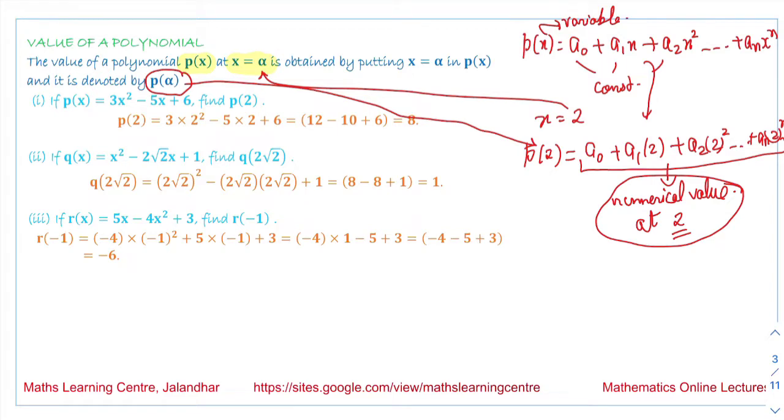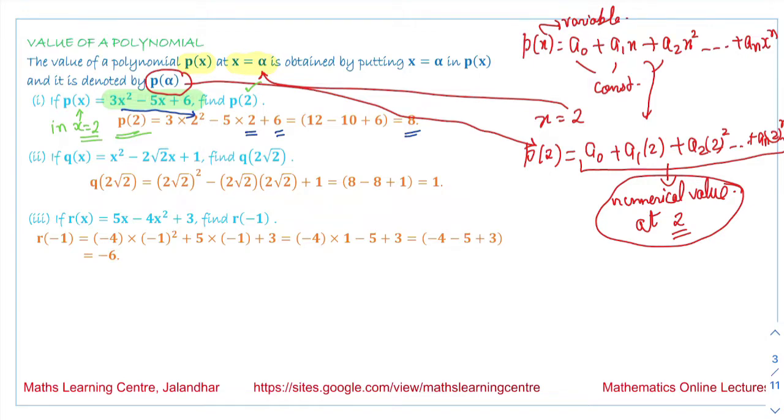The example given to us is 3x² - 5x + 6, this is equal to p(x). This is a polynomial in variable x. We have to find p(2). It means we are substituting x is equal to 2 at all the places. So p(2) is 3 into 2², minus 5 into 2, plus 6, and when you solve this you get the answer 8.